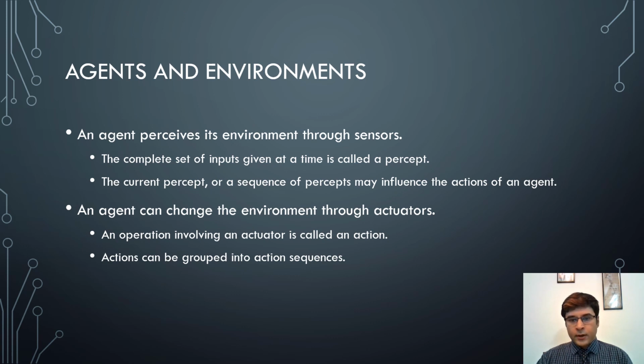So what it is saying is an agent receives input through sensors from the environment, where each set of inputs is known as a percept, and the current percept or a sequence of percepts may decide what the agent's output shall be. Here, output of agent is also termed action. Each action is implemented by actuators which are invoked according to the AI program flow. An agent can change the environment through actuators. An operation involving an actuator is called an action, and actions can be grouped into action sequences.